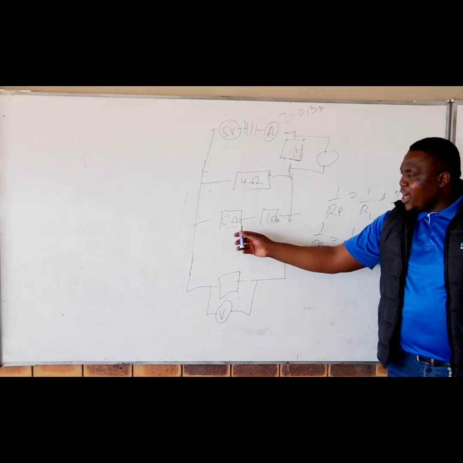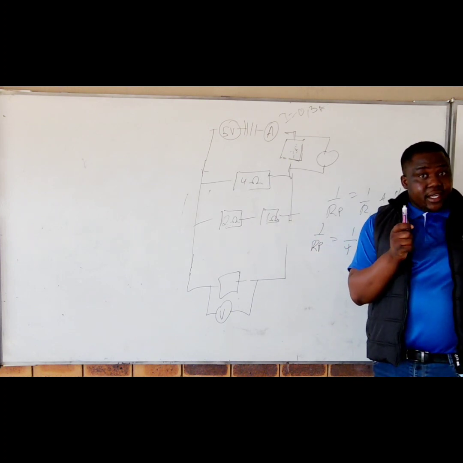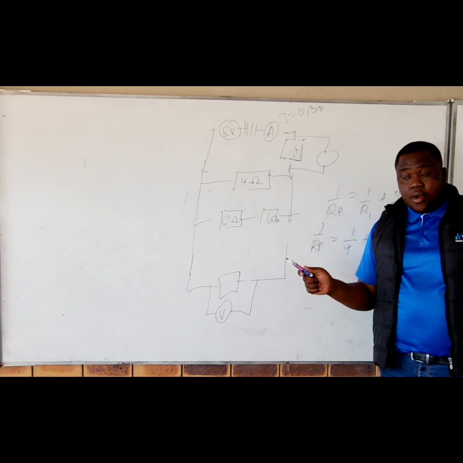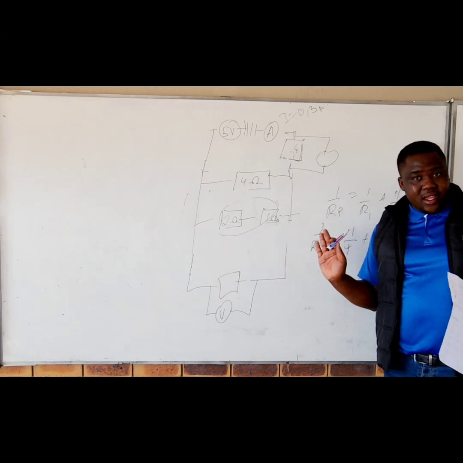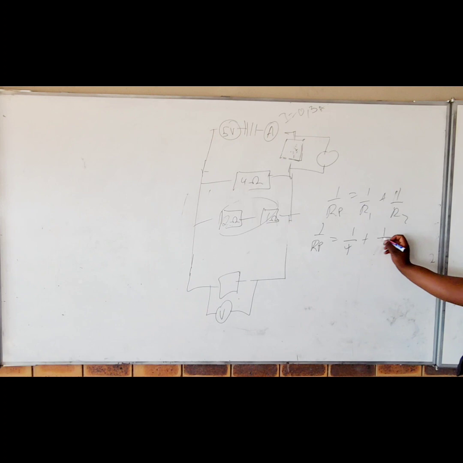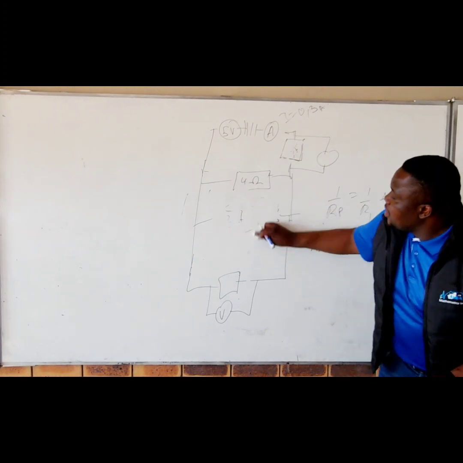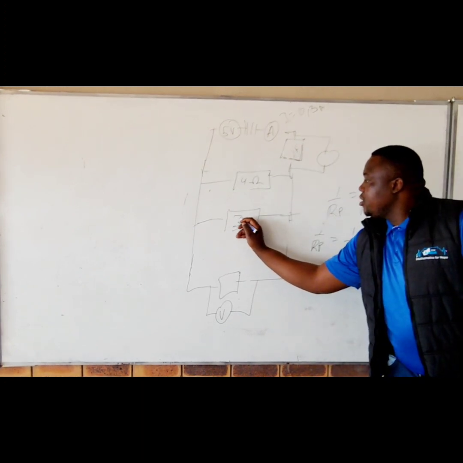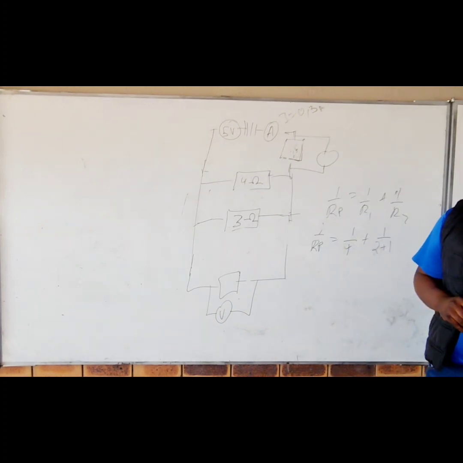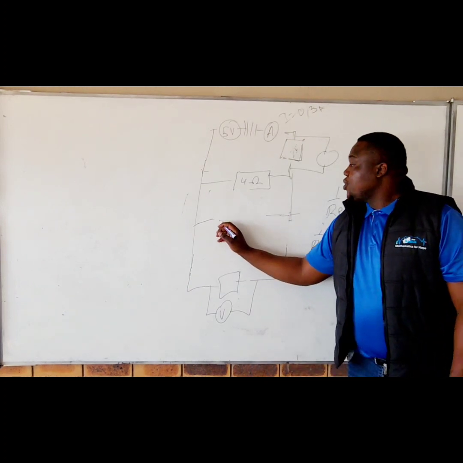If we say 1 over 2 plus 1 over 1, we will be wrong. Why? Because these two are not parallel. They are in series. Remember, the total resistance in series is R1 plus R2. Are you understanding? So for this one, I'm going to say 1 over 4 plus 1 over 3. In other words, we made these two become one resistor, which is 3 ohms, and which is in parallel with that. I hope I'm making someone understand how to interpret this.